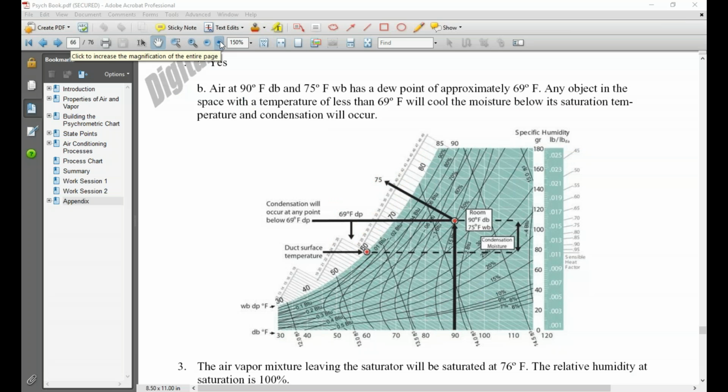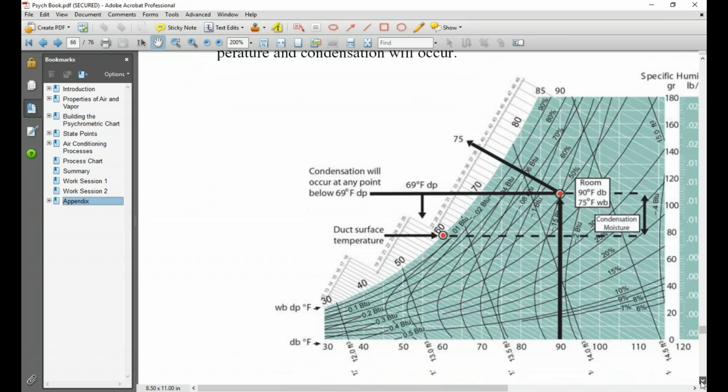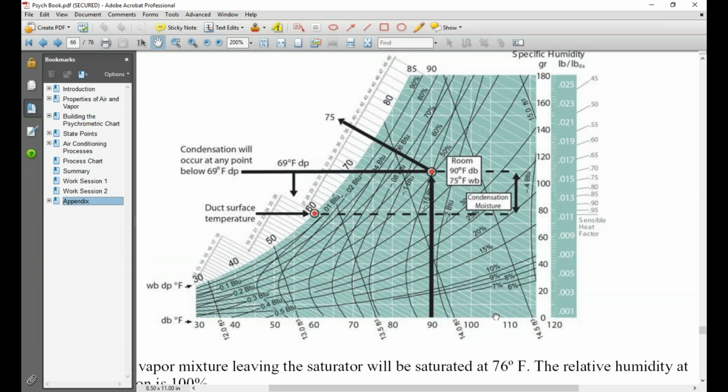There's a couple work sessions in the workbook. This is work session 1, question 2. And if we look at this on the psychometric chart, I'll blow it up a little bit bigger for this particular question. So if we take the room air, ceiling cavity, attic, whatever you want to think of it as, it's 90 degrees and 75 wet bulb. To plot that, we go straight up from 90 degrees on the dry bulb. And the wet bulb, we read off the side over here, so we take the 75 line. There's our dot right there. So that's the point at which we're at. It's actually 50% relative humidity in that particular scenario.